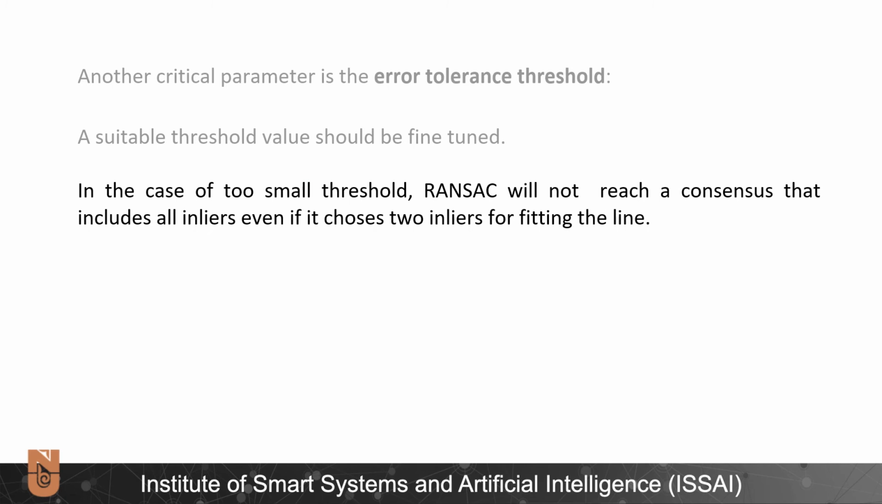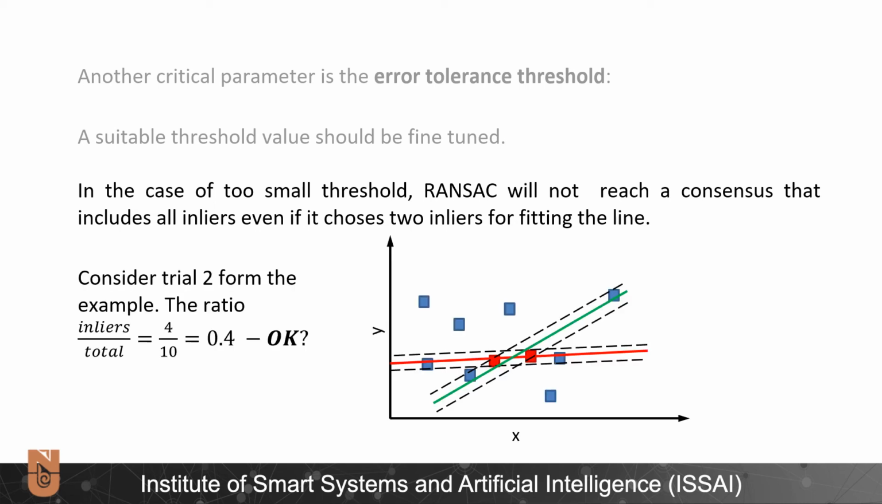And in the case of too small a threshold, RANSAC will not reach a consensus that will include all inliers, even if it chooses 2 inliers for fitting the line. Let's have a look at the same dataset. As we can see from the plot, there might be other cases that will result in the same ratio of inliers to total data points as the true one.